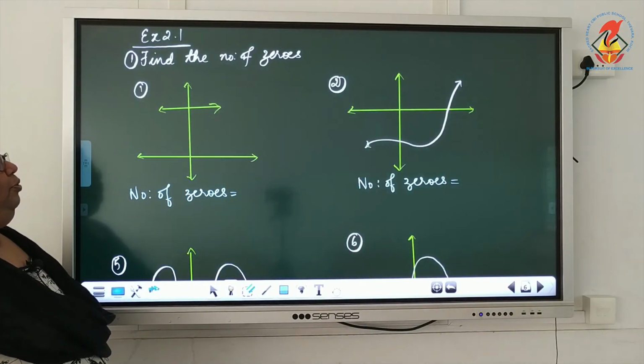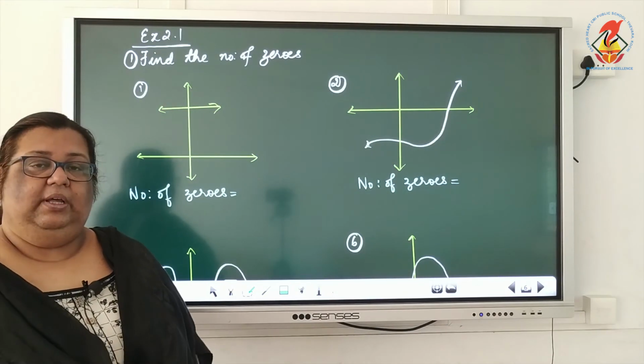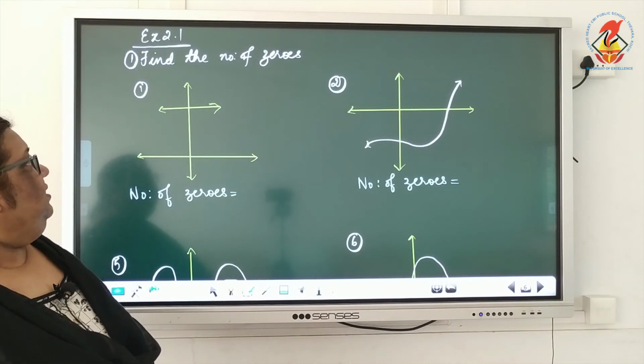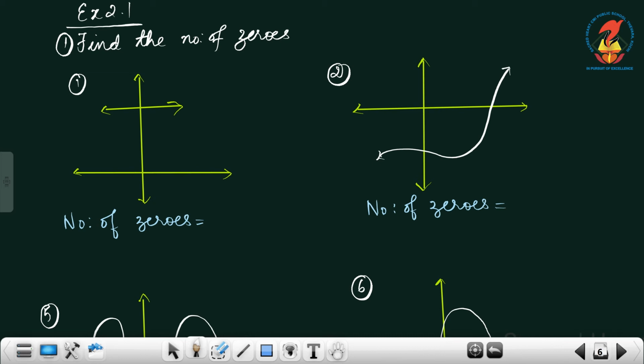Now, your exercise 2.1, you can take your textbook and check. Find the number of zeros. The first graph is drawn here. This is the first graph, a straight line drawn. Does it touch the x-axis? No, it does not touch the x-axis. So, the number of zeros will be 0. In the second question, the graph touches the x-axis at how many points? 1 point. So, the number of zeros will be equal to 1.